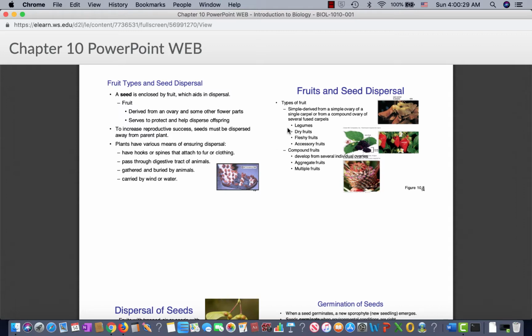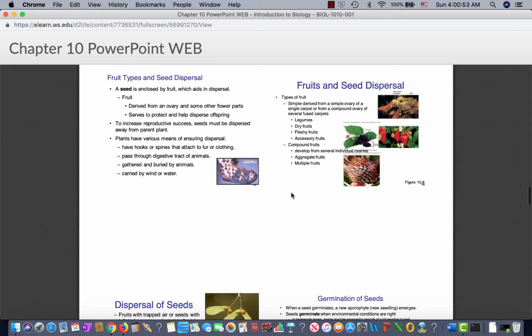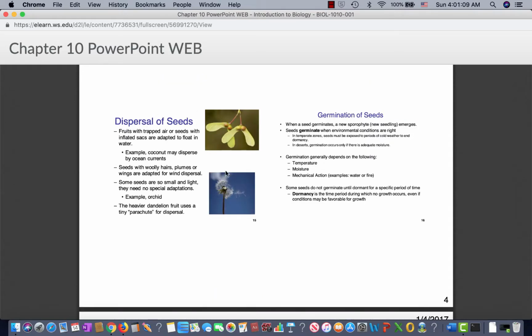Okay, so fruits and seed dispersal. So simple fruits are derived from a simple ovary of a single carpel or a compound ovary from several fused carpels. And so you've got things like legumes, dry fruits, fleshy fruits, accessories, like a strawberry. And then compound fruits are developed from several individual ovaries. Then you can form aggregates or multiple fruits. So dispersal, some plants have seeds that are designed to float on the air or just glide to where they're going. Or, you stick a coconut in the ocean current and eventually it's going to bump into land.